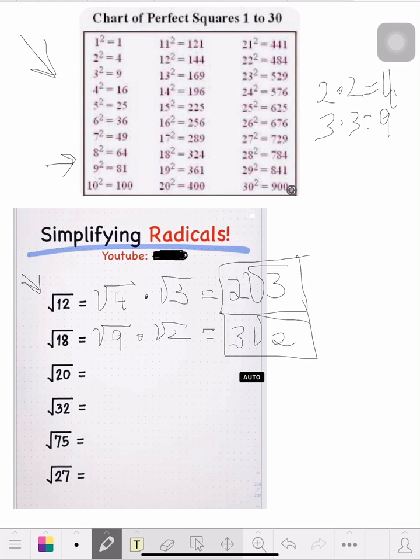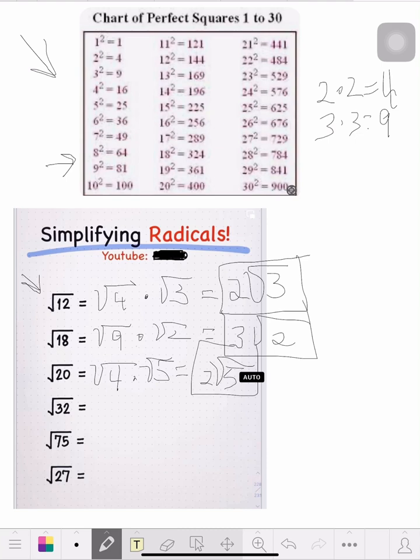Okay, let's move on to the next one. Square root of 20. That's going to equal the square root of 4 times 5. Well, we know the square root of 4 is 2. So it's going to equal 2 outside the square root of 5. That's the whole answer there. This is getting pretty easy, huh?